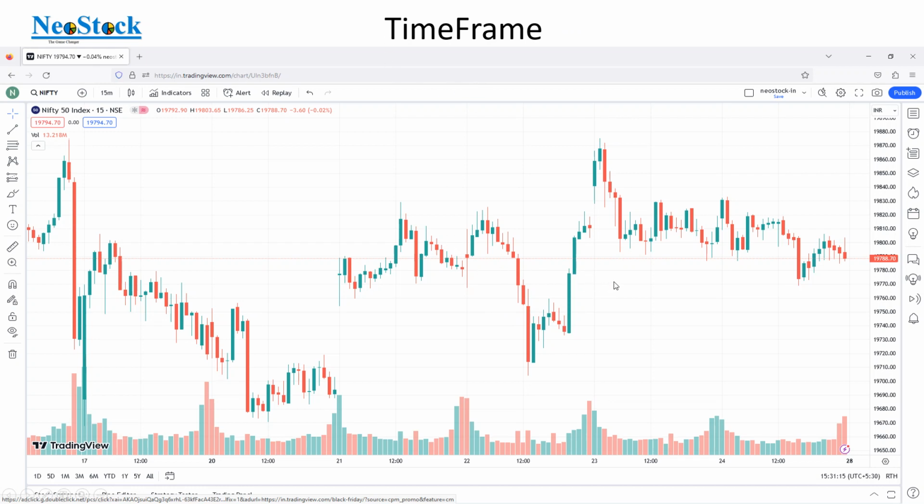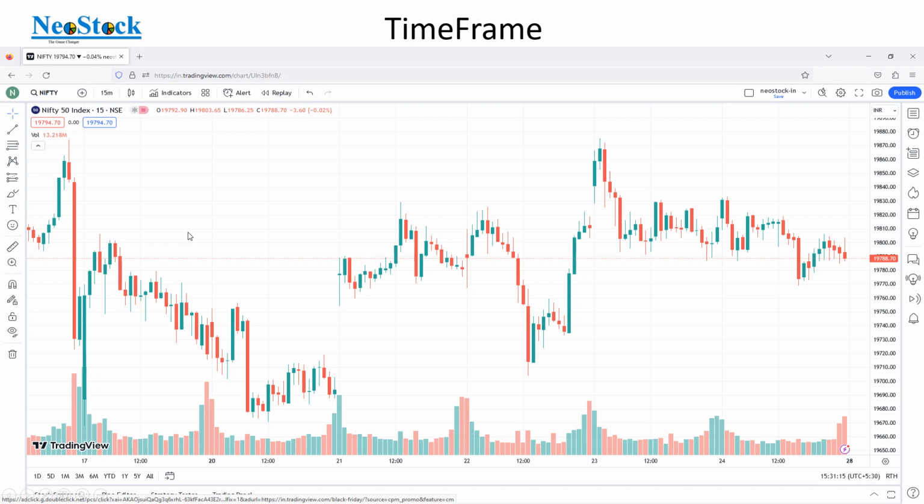Okay, now what you can do? In this 15 minutes time frame, you can look into the demand zones and supply zones. You know how to draw the demand zone. You know how to draw the supply zone. You just draw the demand zones and supply zones on the 15 minutes time frame. This is the way you can practice after this lesson.